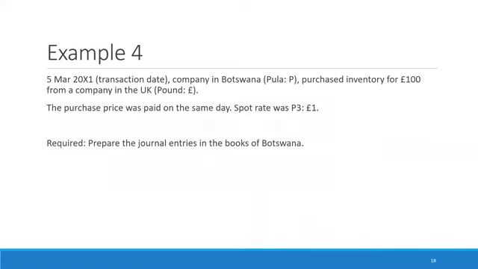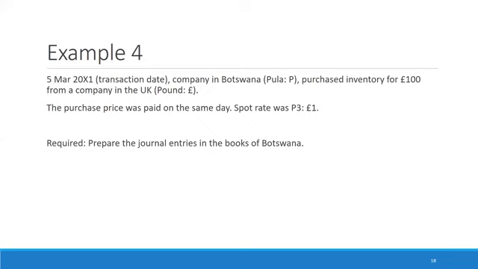We now move on to example 4 of the Grip and Guard textbook. This example says to us that on the 5th of March 20X1, being the transaction date, a company in Botswana, whose currency is called the Pula, purchased inventory for £100 from a company in the UK, whose currency is the pound. The purchase price was paid on the same day, and the spot rate was 3 Pula to £1. You're required to prepare the journal entries in the books of Botswana.